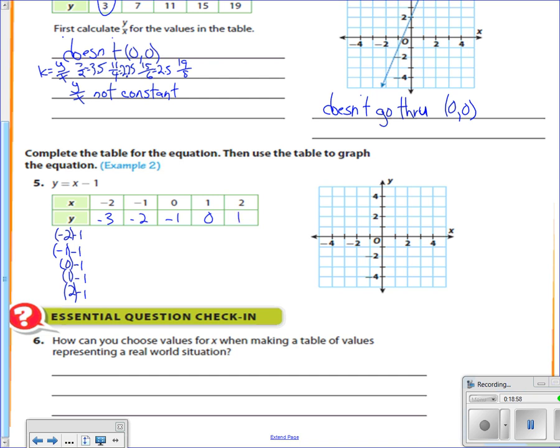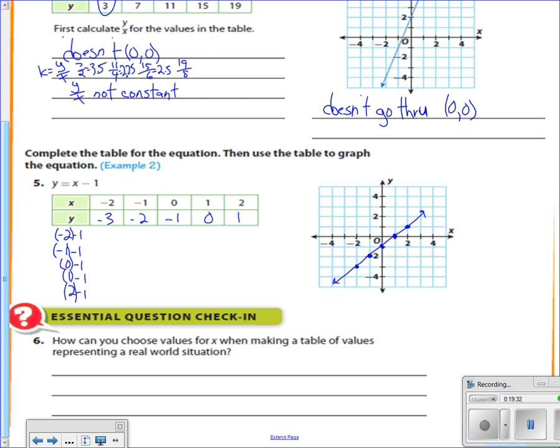Okay, so let's plot these points now. Negative 2, negative 3; negative 1, negative 2; 0, negative 1; 1, 0; and 2, 1. Connect the points in a straight line. Okay. And that's all it wanted you to do.